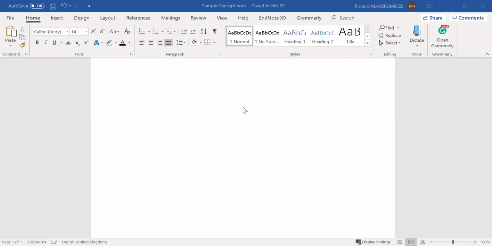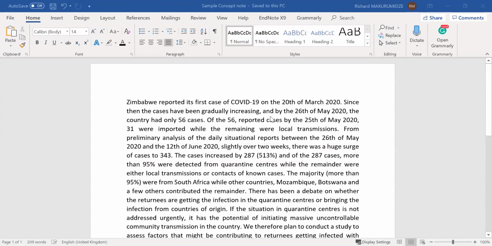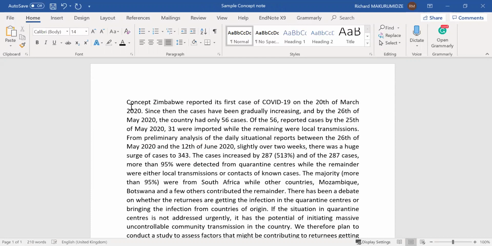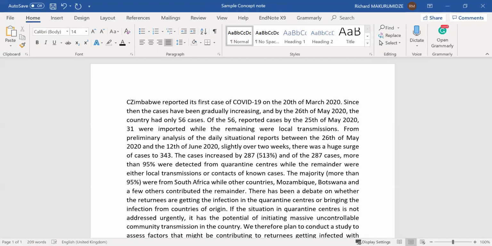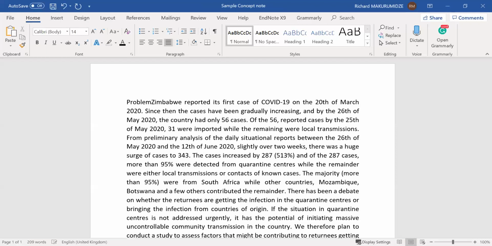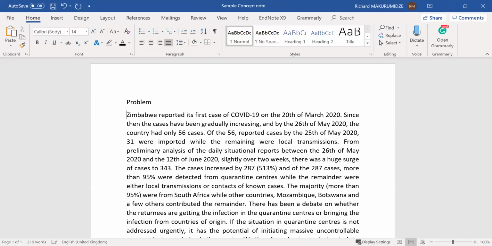So today we are going to focus a bit. We discussed how you frame your problem. So I'm going to give you an example of a problem statement to try to show you how you can actually write a problem statement.